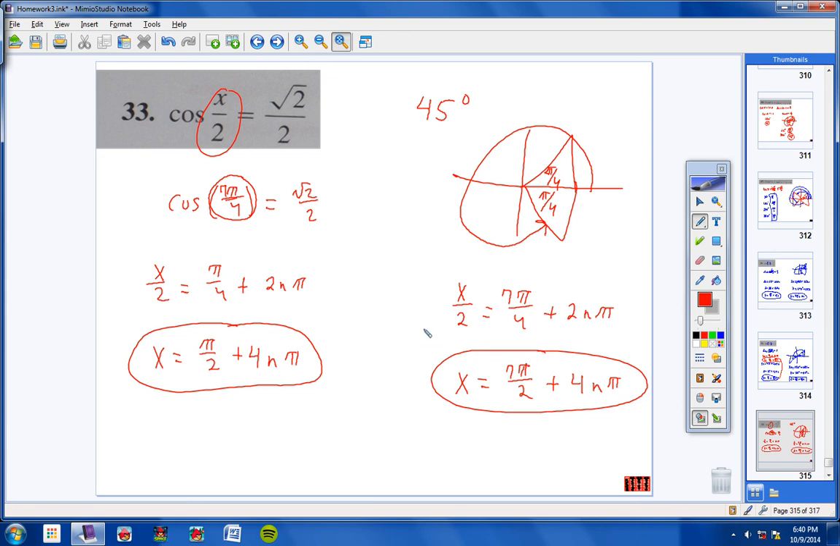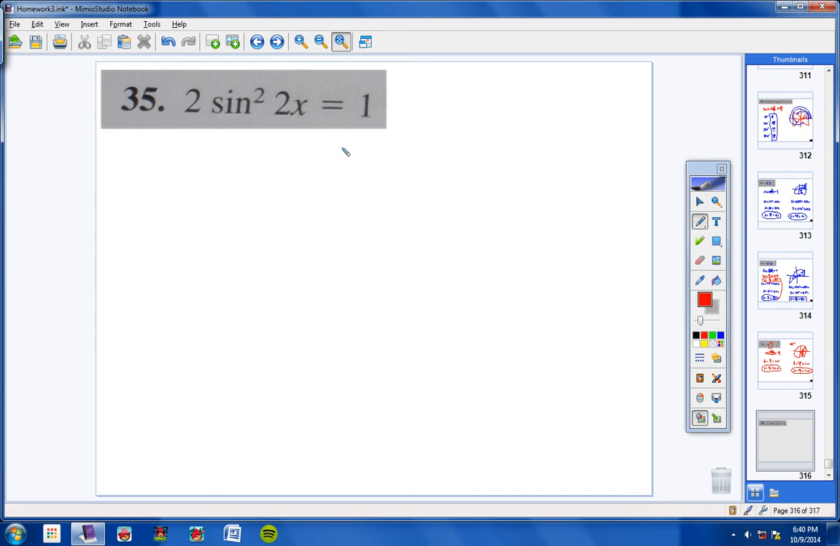Okay? And again, if you don't like that method, if you would much rather do the degrees first, that's totally fine. I just wanted to do one problem where we did radians all the way through, okay? All right, number 35. Okay, here we go.